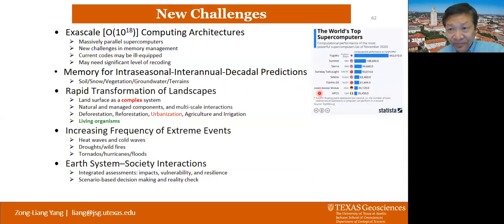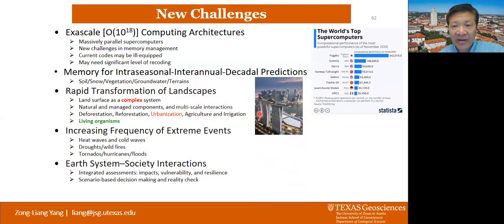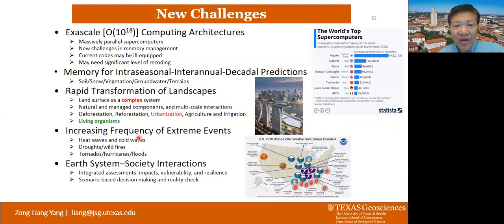And we have to be alert about the rapid transformation of landscapes, such as urbanization, deforestation, and landscape changes like agricultural irrigation and agricultural intensification. Ultimately, we have to be climate resilient, and we have to prepare for extreme events, and better adapt to climate change.